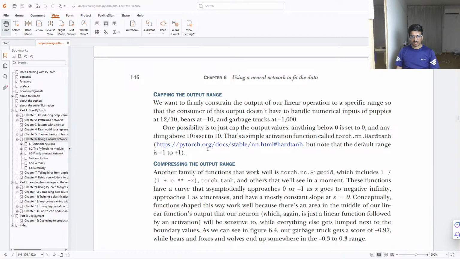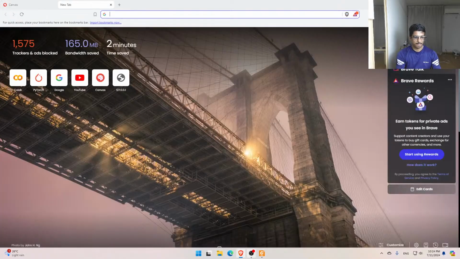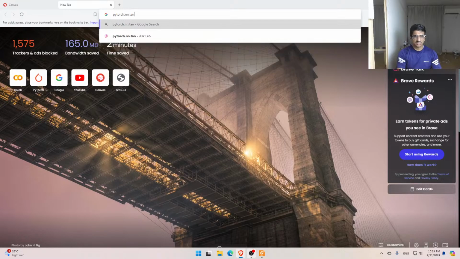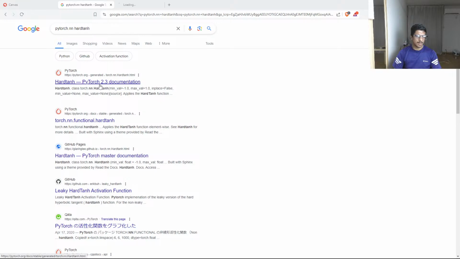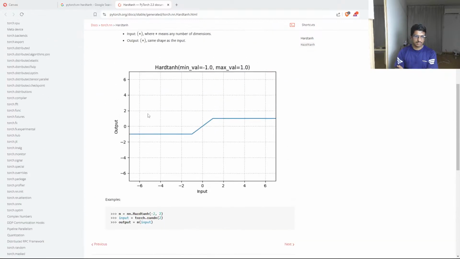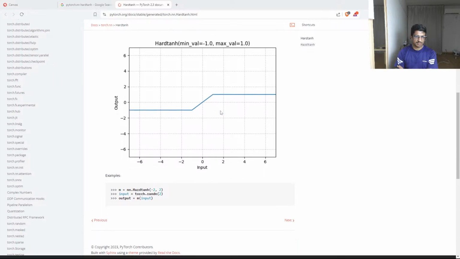That's a simple activation function called torch.nn.Hardtanh. Okay, Hardtanh. Let me check the PyTorch docs for nn.Hardtanh. Minimum value minus 1.0, max value 1.0, in place false. Okay, minimum value minus 1, maximum value 1, and zero is okay.